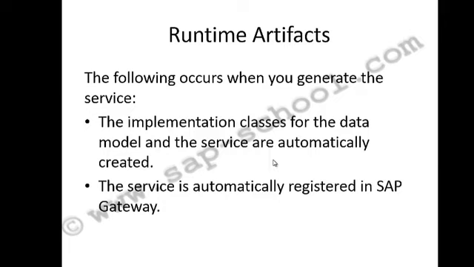The following occurs when we generate the service. The implementation classes for the data model and the services are automatically created. The service is automatically registered in SAP Gateway. The service builder automatically generates the corresponding code where we have mapped the parameters of a data source to the properties of an entity set. Now let's go back.